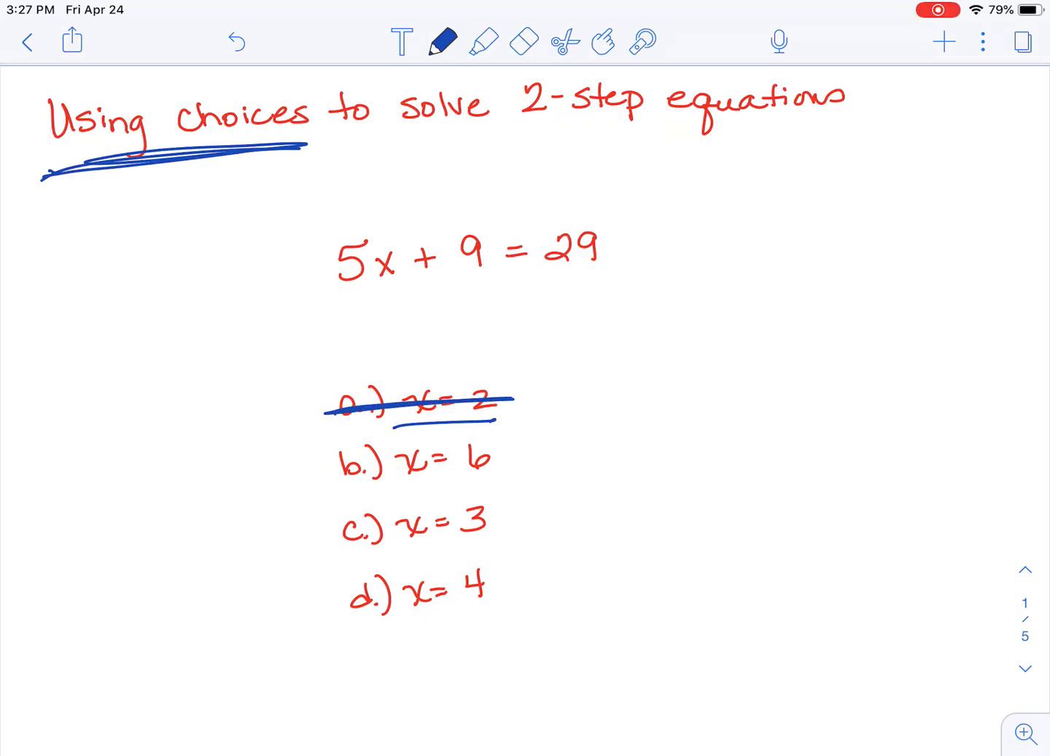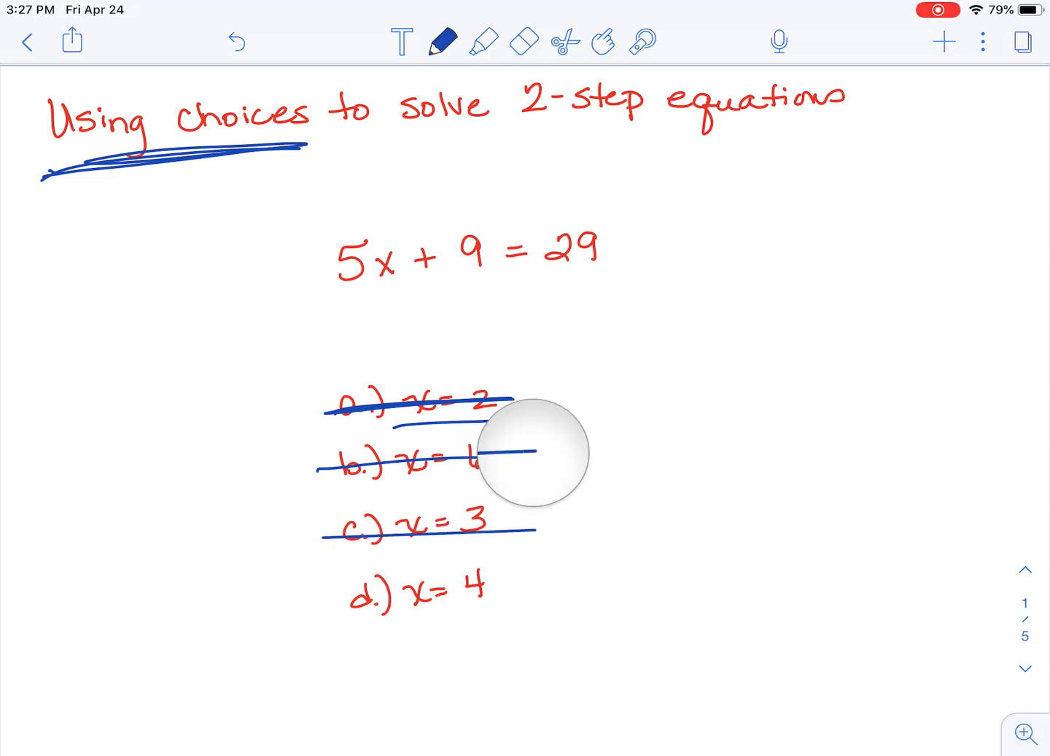So it can't be that. Okay, so the next choice, x equals 6. All right, so I put in a 6 there for x. Well, 5 times 6 is 30, and 30 plus 9 is 39, not 29. So it's not that one. Okay, now we'll try x equals 3. So I plug in a 3 there. 5 times 3 is 15. 15 plus 9 is 24, not 29. So it's not that one.